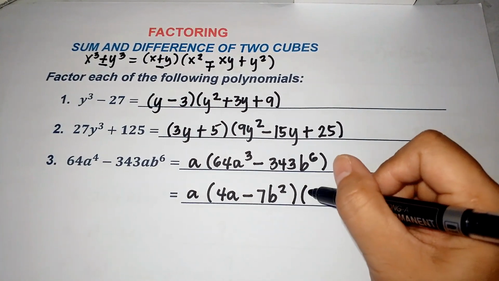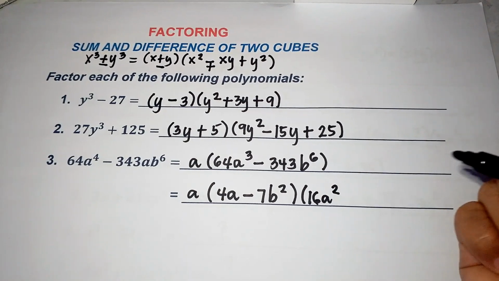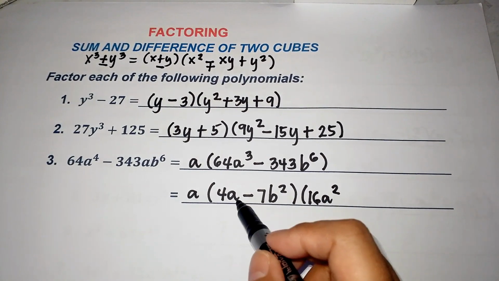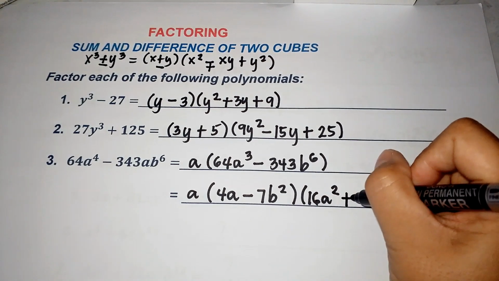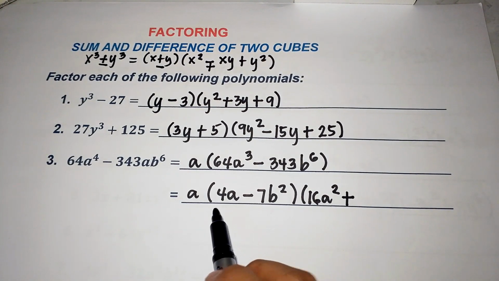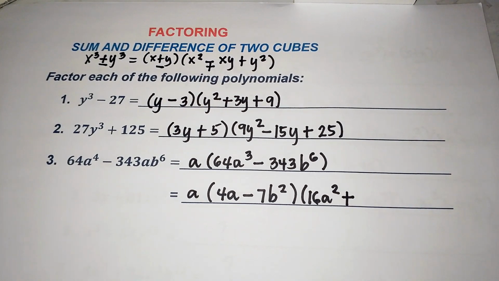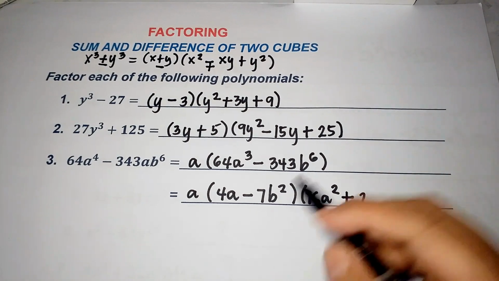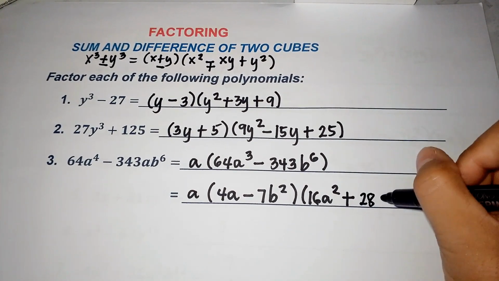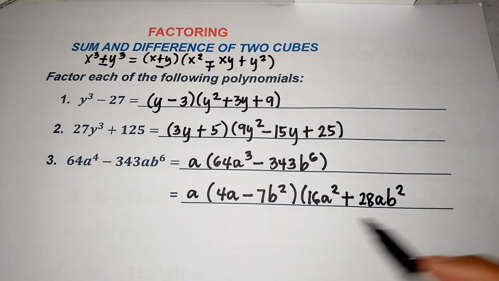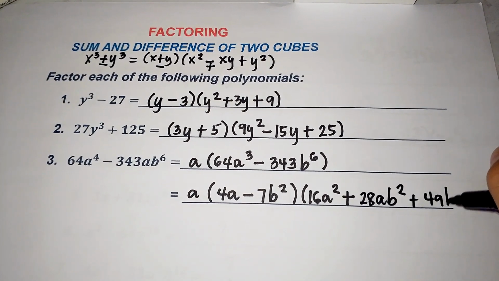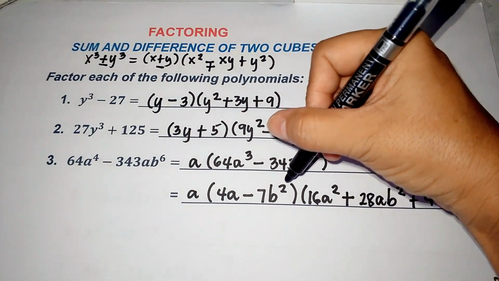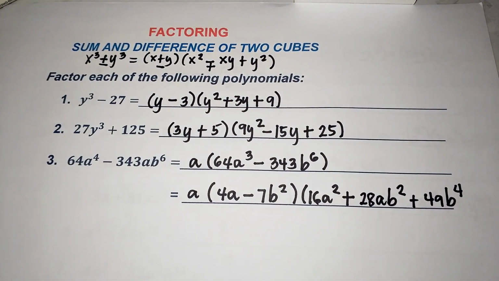We square 4a, 16a squared. Again, 4 squared is 16, then a squared. Since this is minus, we will have here plus in the trinomial. Let's multiply the 2. 4 times 7 is 28. 28, then ab squared. Then let us square 7b squared. So plus 49b, then 2. So if we square b squared, that will be b to the 4th.